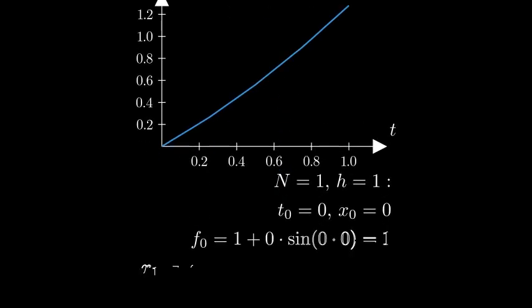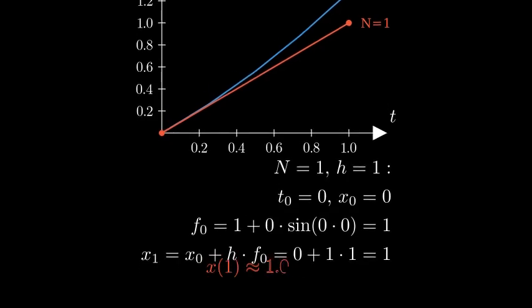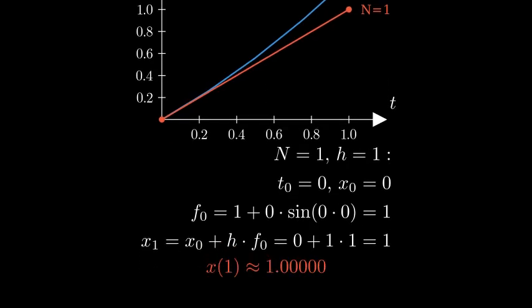We begin at t0 equals 0 and x0 equals 0. The derivative at this point, which we'll call f0, is 1 plus t0 times sine of t0 times x0. Since t0 and x0 are both 0, this simplifies to just 1. Now we can calculate x1 as x0 plus h times f0, which gives us 0 plus 1 times 1, which equals 1. So our approximation at t equals 1 is x approximately equals 1.